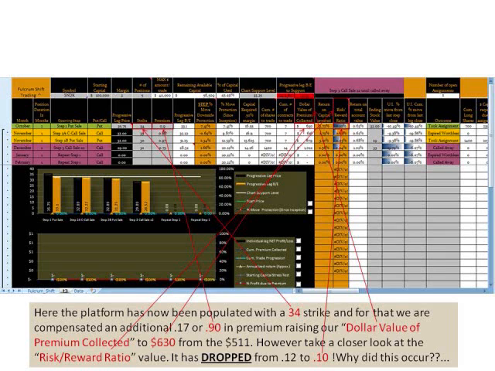Here the platform has now been populated with a 34 strike, and for that we are compensated an additional 17 cents or 90 cents in premium, raising our dollar value of premium collected to $630 from the $511. However, take a closer look at the risk-reward ratio value. It has dropped from 0.12 to 0.10. Why did this occur?